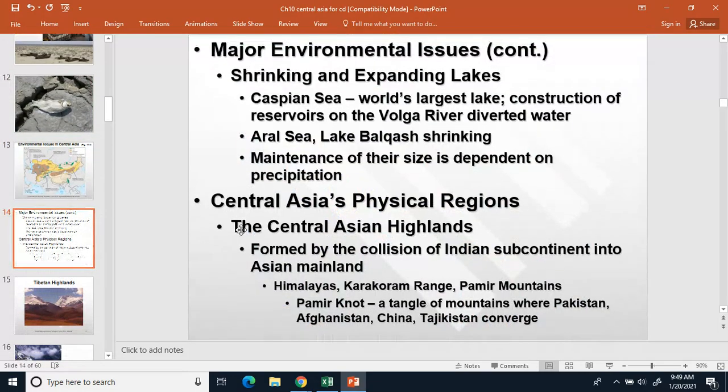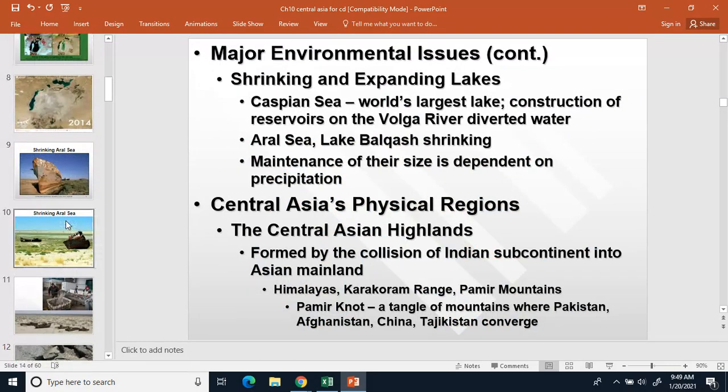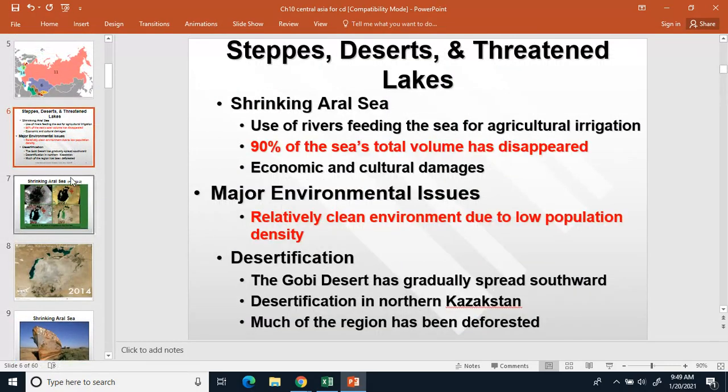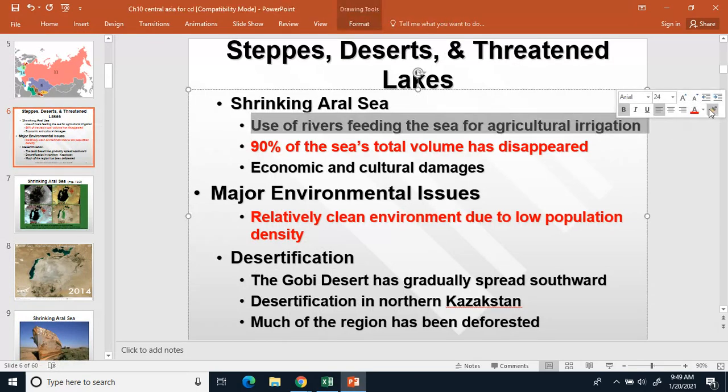So why is it that the Aral Sea has been disappearing? What's the reason for that? Well, the reason is that the rivers feeding the Aral Sea are being used for agriculture irrigation. Go ahead and make a 2. And for 2, we're going to write down use of rivers feeding the sea for agricultural irrigation.